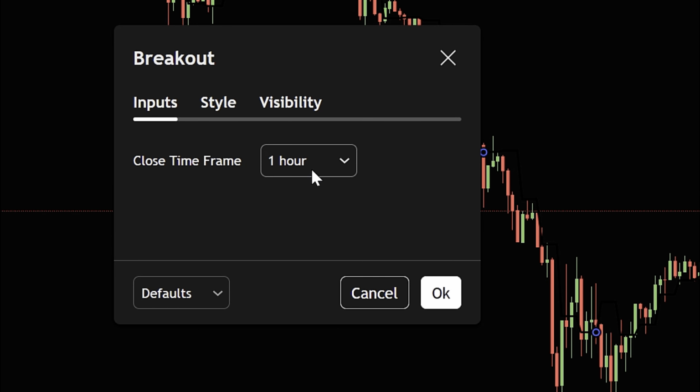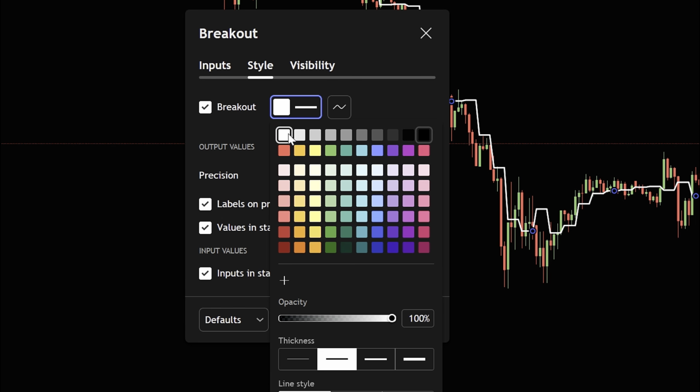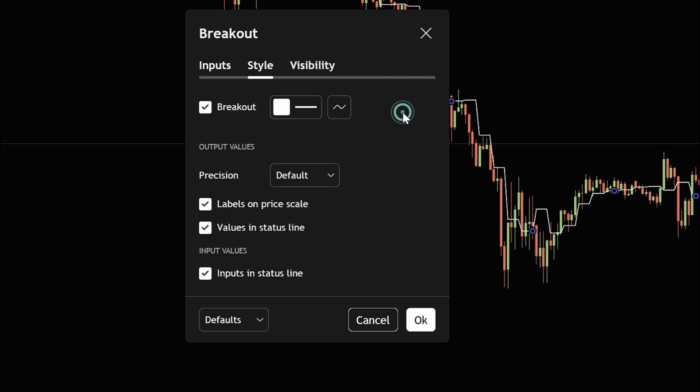Set the colors to white so it's clear and easy to see. Why 4-hour? Because the 4-hour candle close represents real institutional intent. When you see a 15-minute candle dancing around, it's noise. When you see a 4-hour level, that's the battlefield.